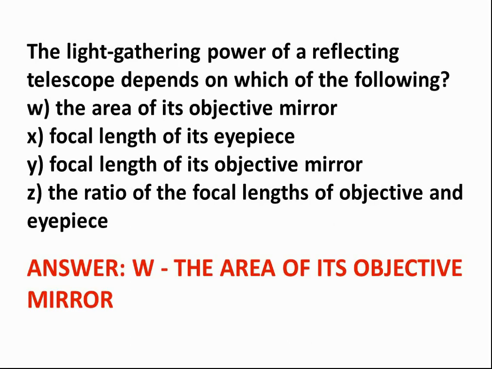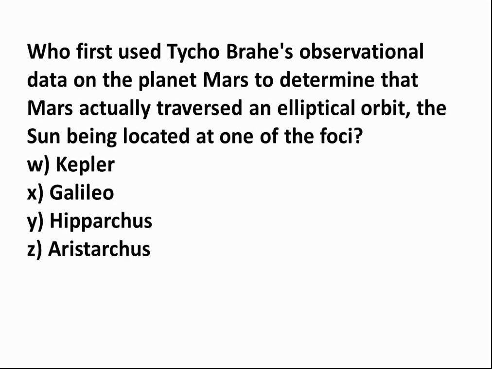Answer: W. The area of its objective mirror. Who first used Tycho Brahe's observational data on the planet Mars to determine that Mars actually traversed an elliptical orbit, the Sun being located at one of the foci? W. Kepler. X. Galileo. Y. Hipparchus. Z. Aristarchus. Answer: W. Kepler.